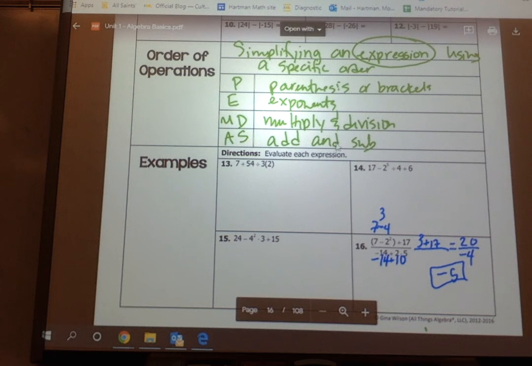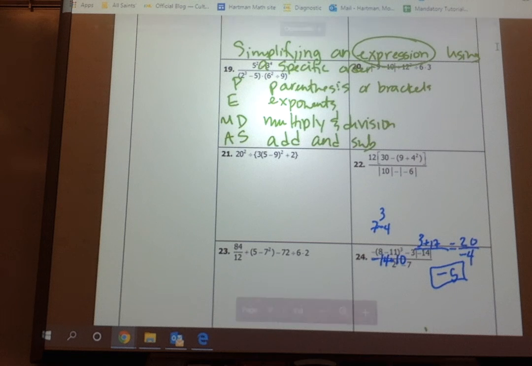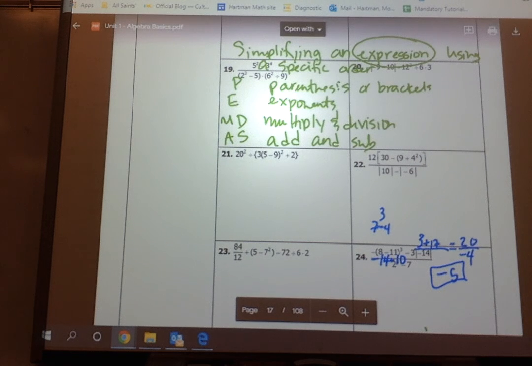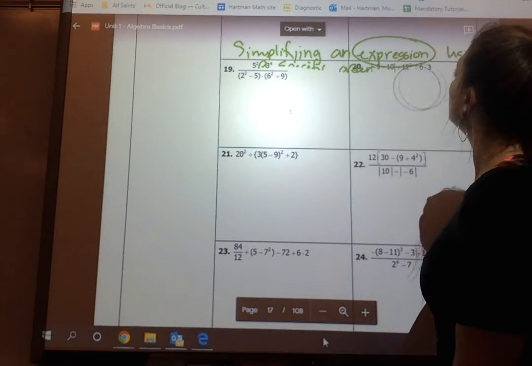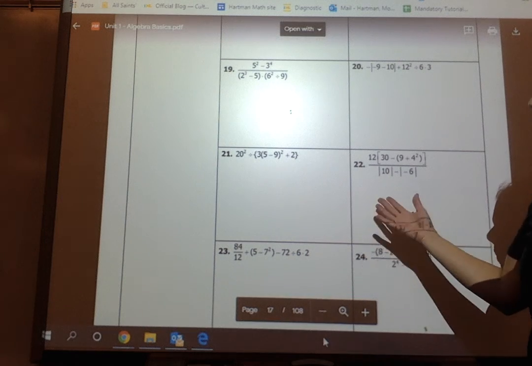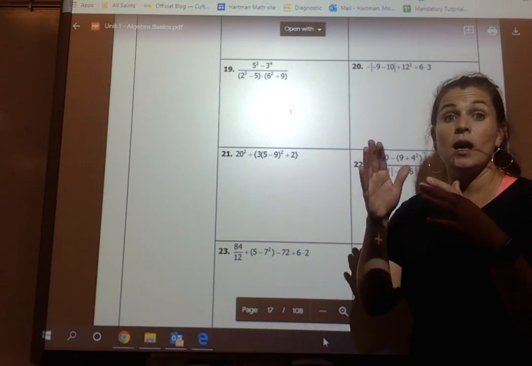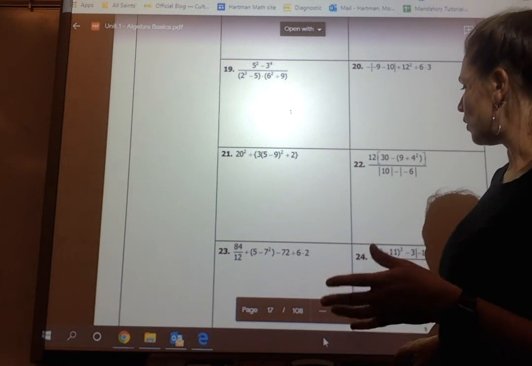Let's do a couple more problems on the back. And I'm just going to do numbers 21 through 24, because typically the ones at the end are the more challenging ones. And of course, if you need more help with order of operations, I have office hours, so you can utilize that. Let's look at 21.